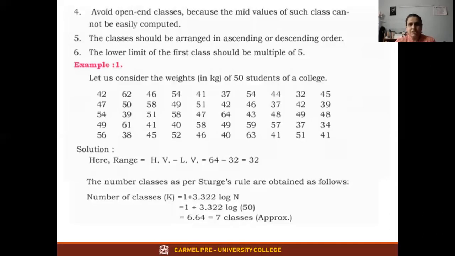Now 10 numbers are there. The 12th number you see, 50. 47 and then 50, the 12th number. In the first row there are 10, then the 11th number is 47, the 12th number is 50.